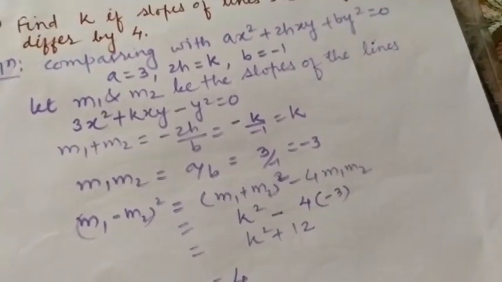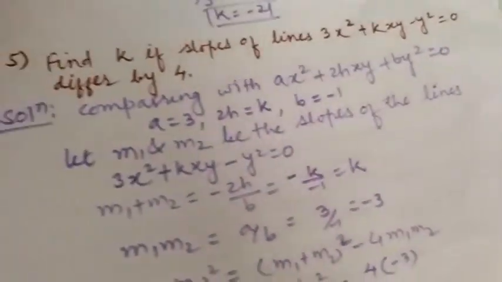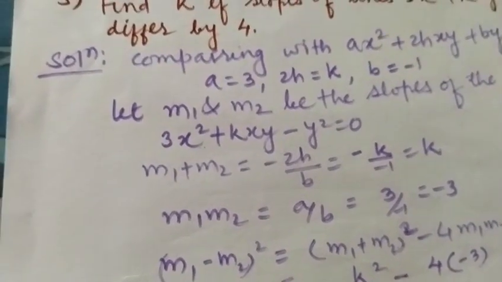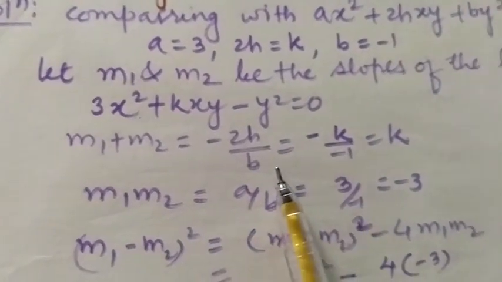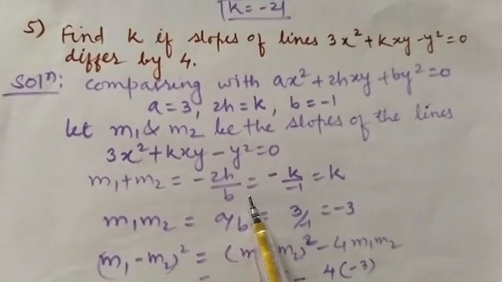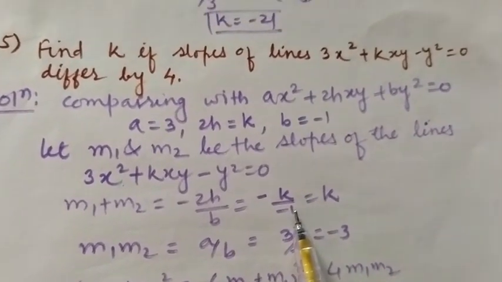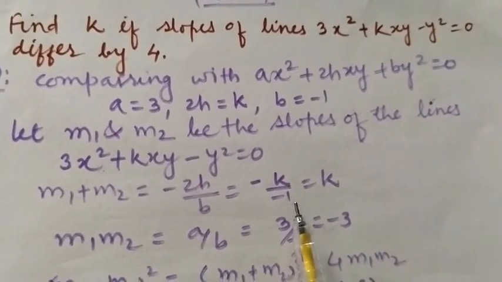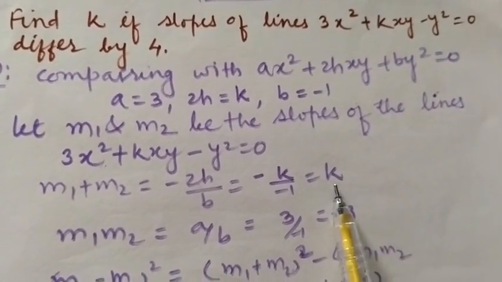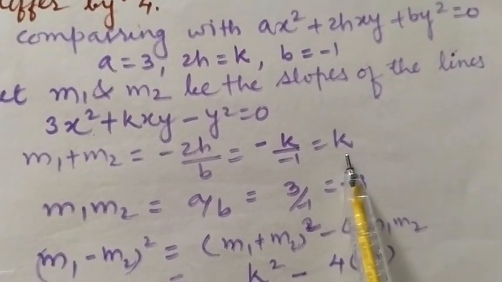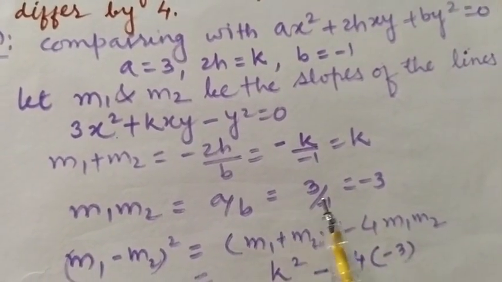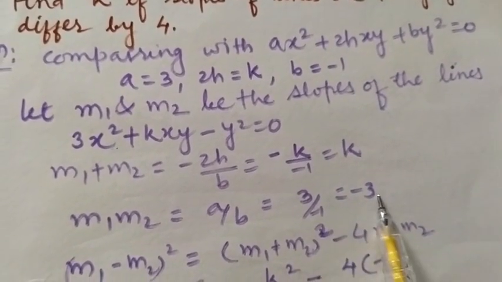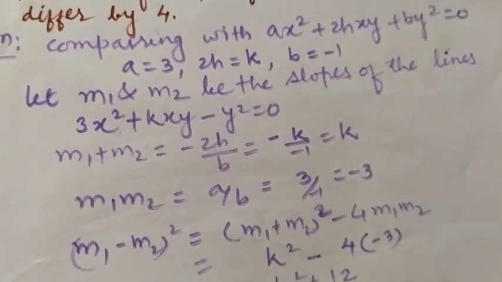Again, find the sum of the slopes. m1 plus m2 is minus 2h by b, which is equal to, minus 2h is k, by b is minus 1, which is equal to k. m1 into m2 is a by b, where a means 3 and b means minus 1, so that it is minus 3.